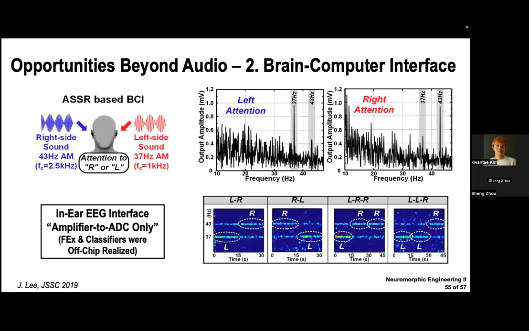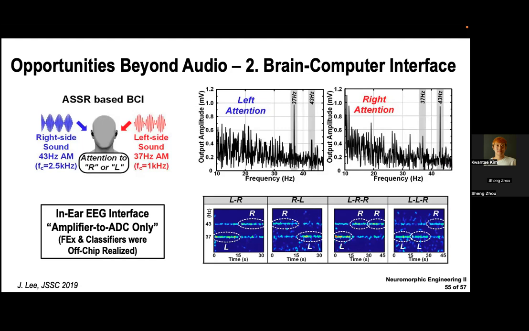And the second one is brain-computer interface. This paper implemented an ASSR-based EEG brain-computer interface. ASSR means auditory steady-state response.